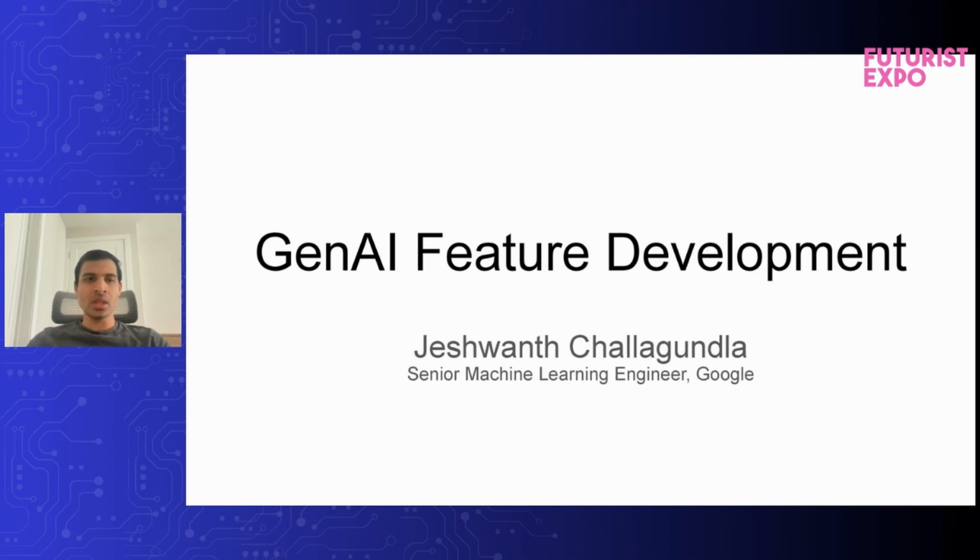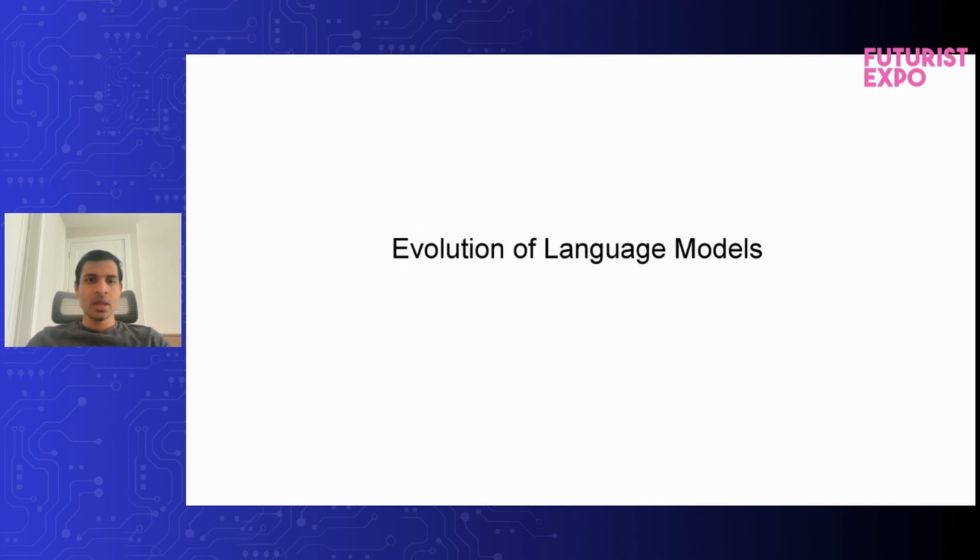So yeah, let's start with the evolution of language models. What made it possible? What evolution in model architecture made it possible to have this high quality, the great performance with the latest large language models.